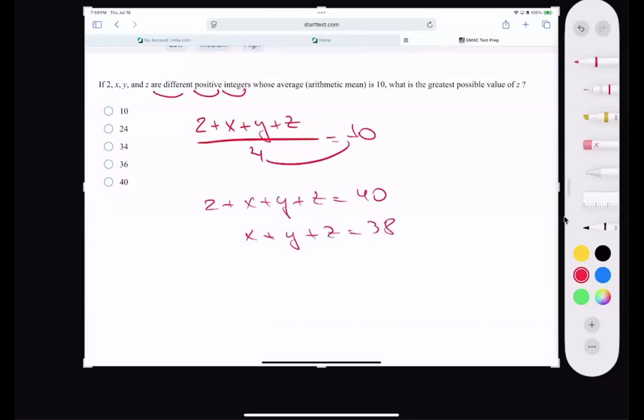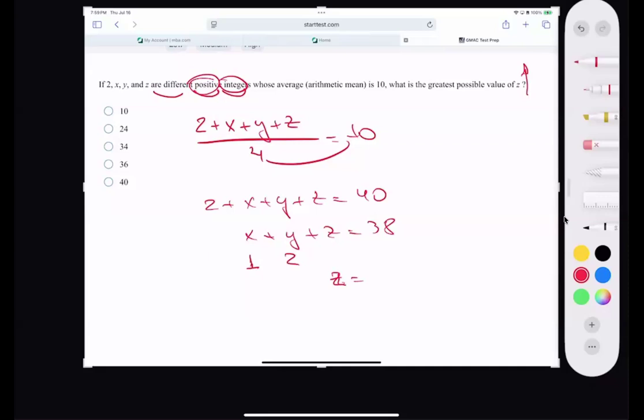If I want the greatest z, and they are positive integers, I will attribute 1 to x and 2 to y, because they need to be different and positive. This is the minimum that I can attribute to them. So z is equal to 30. They're different positive integers.